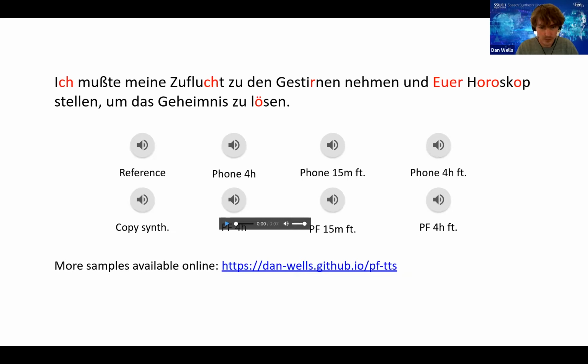This also wasn't an issue for the phonological feature-based system trained from scratch.